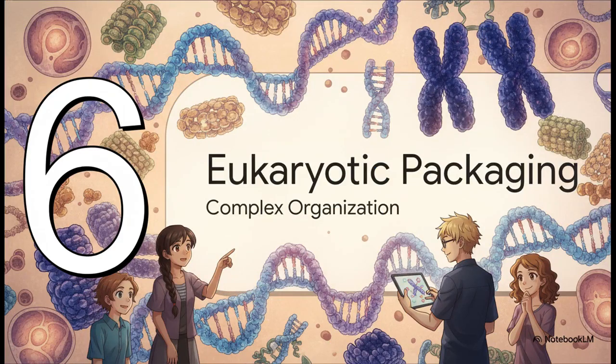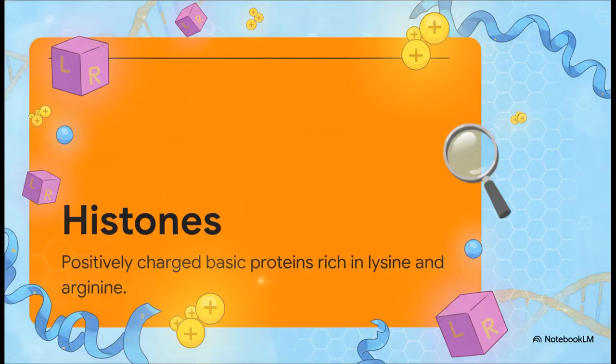And that brings us to Section 6, eukaryotic DNA packaging. In eukaryotes, like us, with our massive 2-meter-long genomes, this organization is much, much more complex. It requires a highly specialized structural hierarchy. At the very base of this hierarchy are histones. Histones are a set of basic, positively charged proteins.